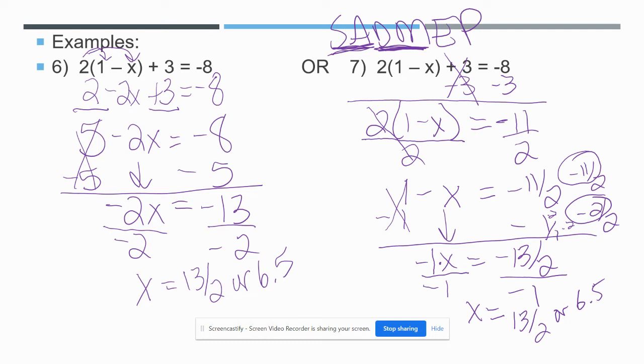So, maybe when you're practicing, take a chance and see if one of them works better for you than the other. So let's have you try 8 and 11 on your paper to bring in tomorrow. And then 13 will be the challenge one to bring in. So 8, 11, and 13.